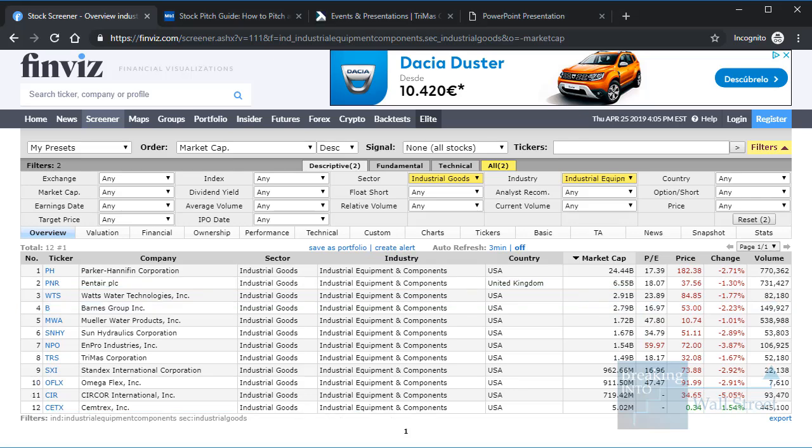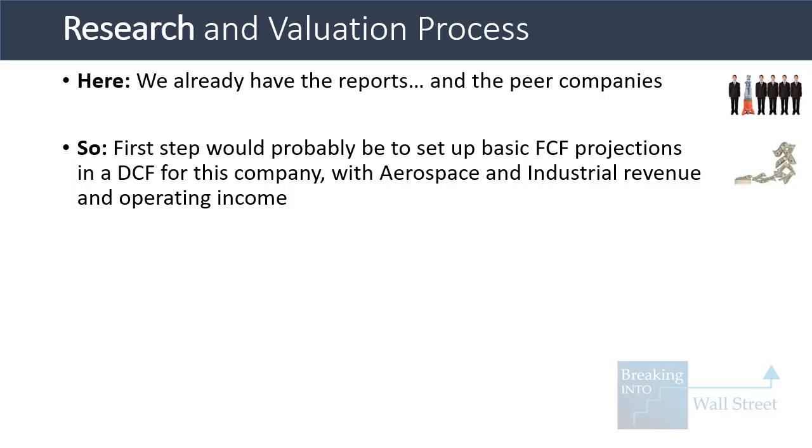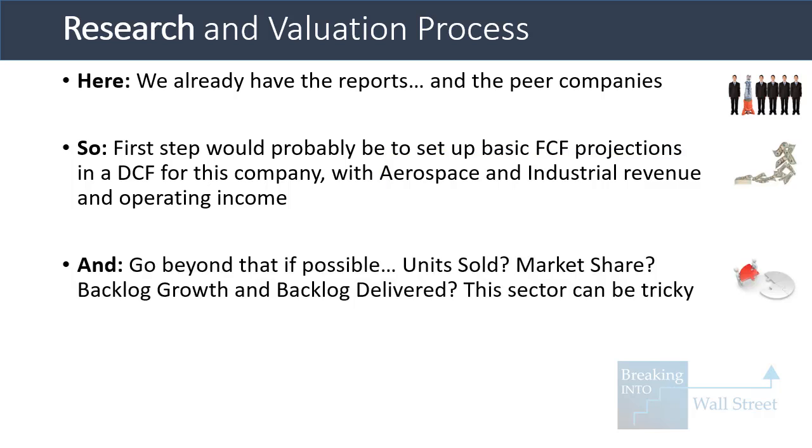So we already have that part done. We just need to pull the financial information for them. Our first step would be to set up the DCF analysis and make the main splits between aerospace and industrial on a revenue and operating income basis. And then we'd go beyond that if possible.